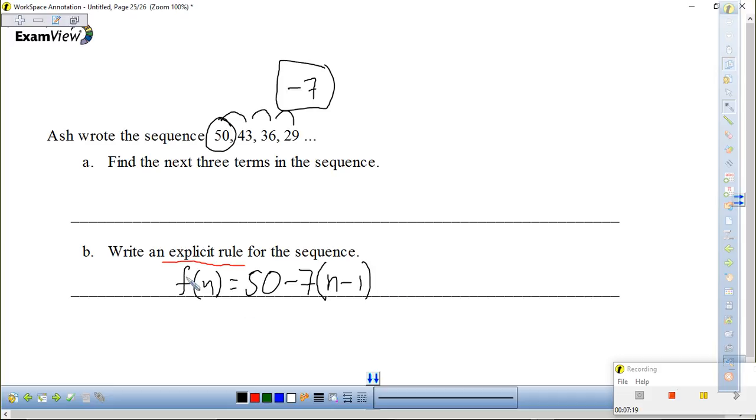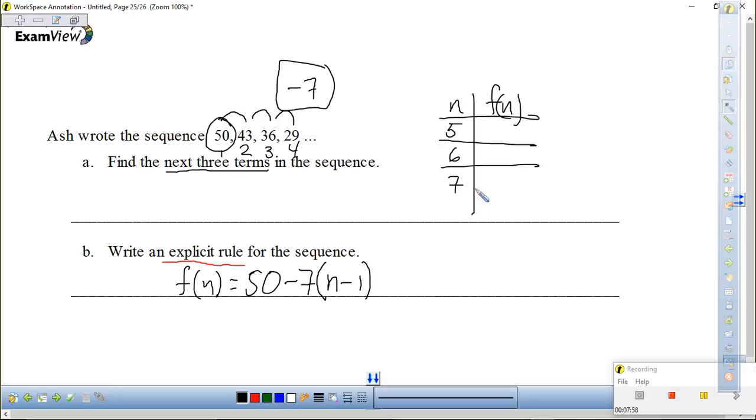Okay. All right. Now that we have our rule, now let's write our table here. We got n, f of n. So let's see. This is term 1, 2, 3, 4. But which ones are they asking us for? So what do I write here? 5, 6, and 7. Are we there? Okay. So let's write this.